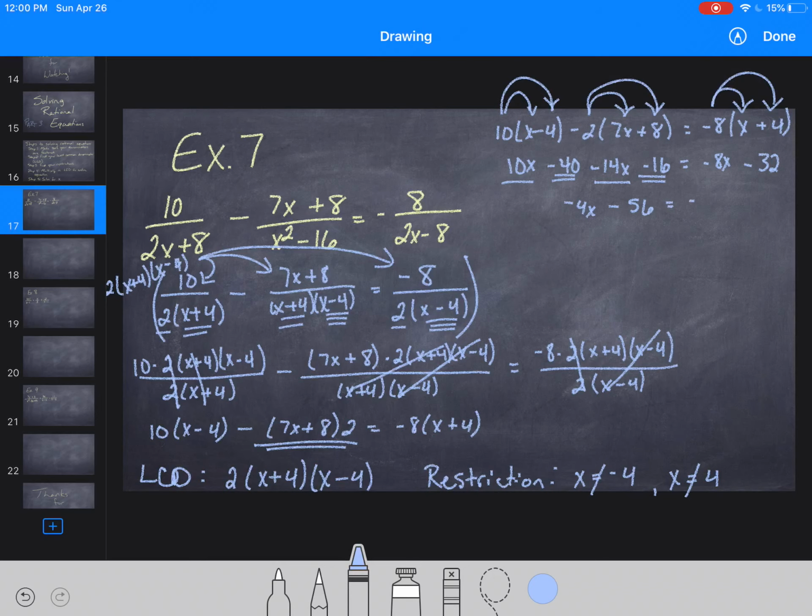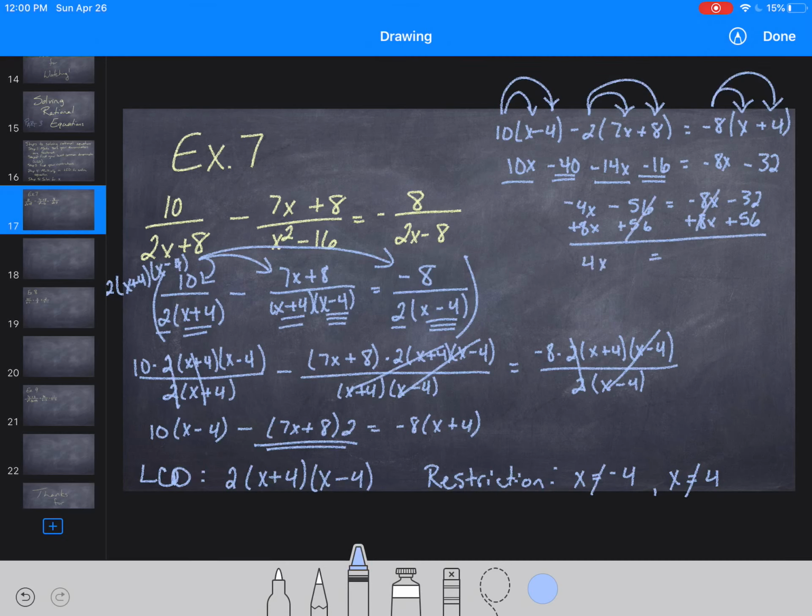Now I'm going to go ahead and combine like terms. 10x minus 14x gives me a negative 4x. Negative 40 minus 16 gives me a negative 56, equals a negative 8x minus 32. I'm going to solve for x. I can see that these are linear, so I'm going to get my x's on the left side and my numbers on the right side. I'm going to add 8x to move it to the left side, and I'm going to add 56 to move it to the right side.